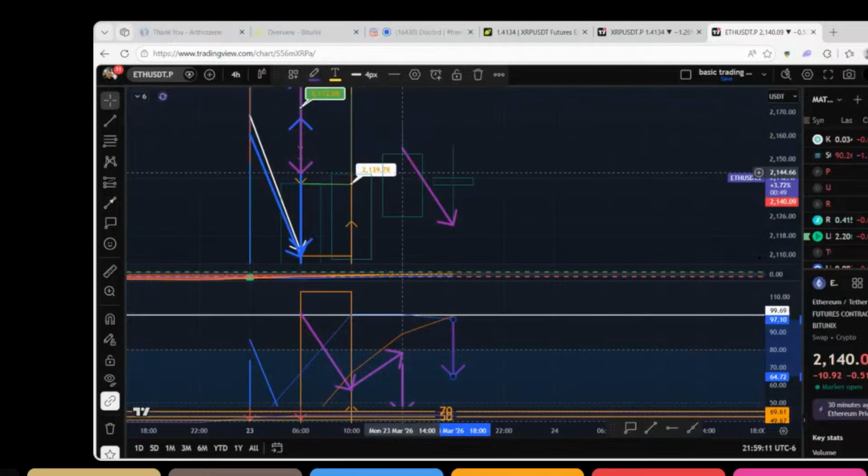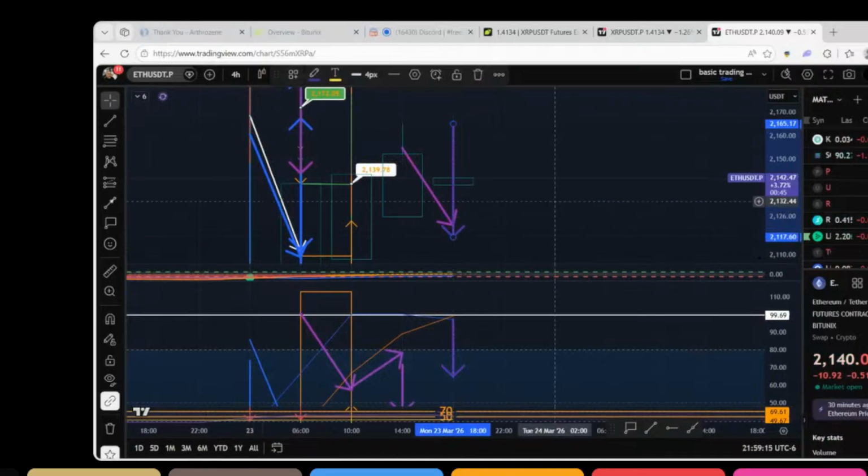I'm gonna make this dark purple, little green, yeah, I see that. So that's where the 4 hour is. This is where we start looking at A trades. So now when I break this down, let's go to the 1 minute here.